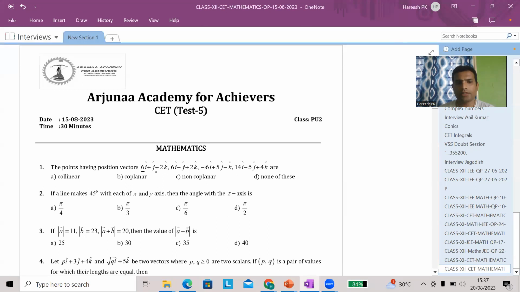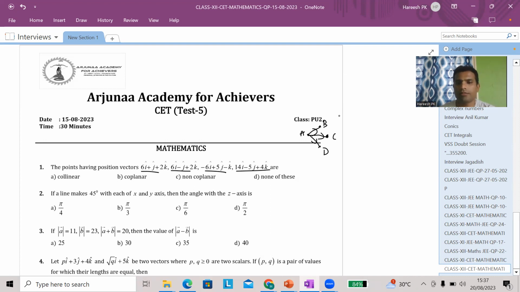They're given 4 points here, and they're asking whether they are coplanar or collinear. So obviously, how to go ahead with this? If there are 4 points, all we do is check for coplanarity. Let me call them A, B, C, D. So I find out AB, AC, and AD. And if the determinant of AB, AC, AD is 0, then it is coplanar. Otherwise, it is not coplanar.